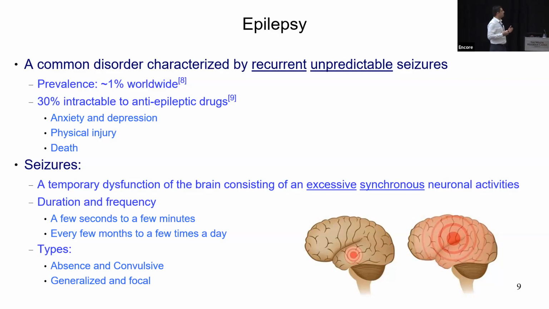What is a seizure? It's simply defined as a temporary dysfunction of the brain consisting of 2 main characteristics: excessive and asynchronous neuronal activity. In terms of duration, it could be a few seconds to a few minutes. In terms of frequency, it could be as bad as a few times a day to as good as once every few months. There are different types of seizures. We have convulsive seizures, where you can visibly see the patient's muscles jerking, and absence seizures, which lack those symptoms. We also have focal and generalized epilepsy, one affecting only a specific area of the brain, and the other affecting pretty much everywhere in the brain.